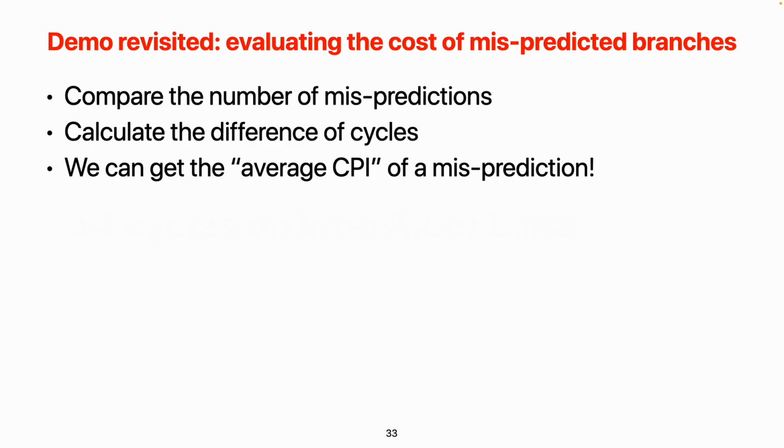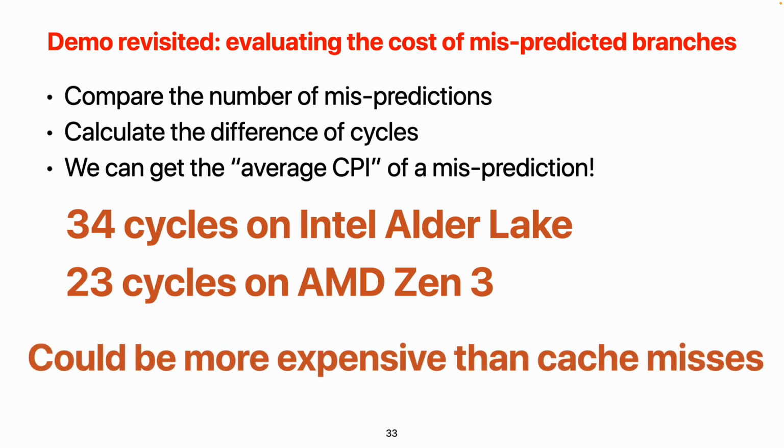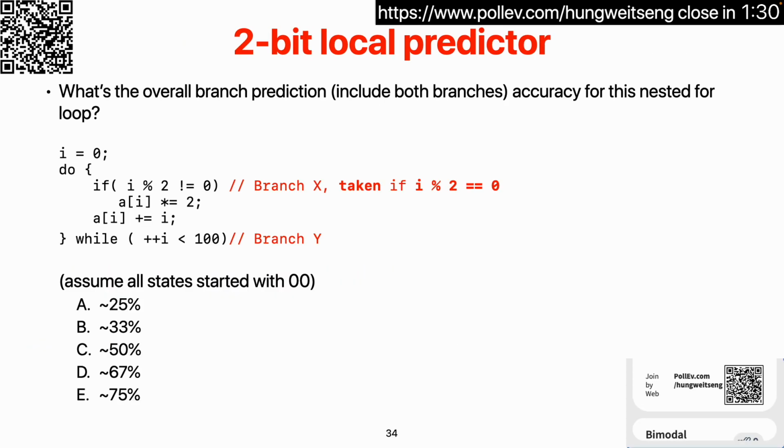You know, this could be more expensive than an L1 cache miss. So that's why this is also an important problem. So we talked about how a two-bit predictor can help us address the loop by 90%. But what if my code is not that kind of loop?